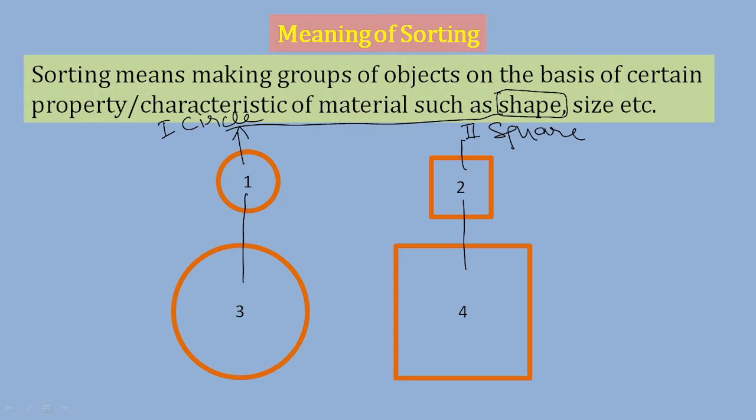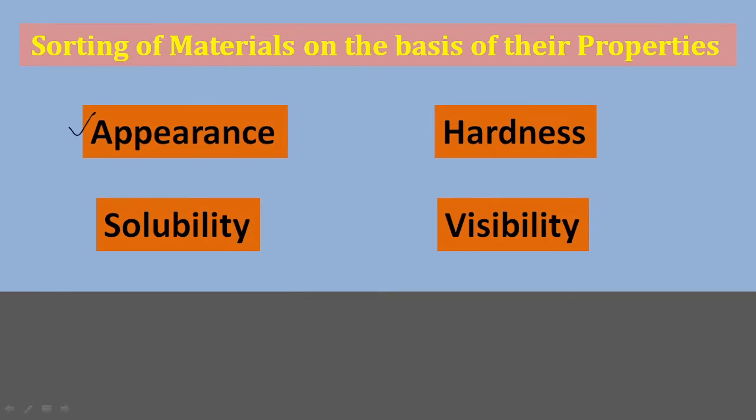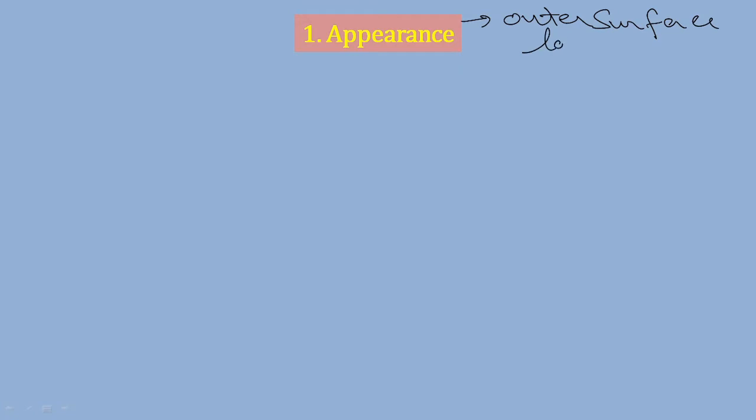Let us now try to understand sorting in detail on the basis of some properties of materials. We will discuss four properties here. First is appearance, second is hardness, third is solubility, and fourth is visibility. First, appearance. Appearance means how the outer surface of a material looks like.